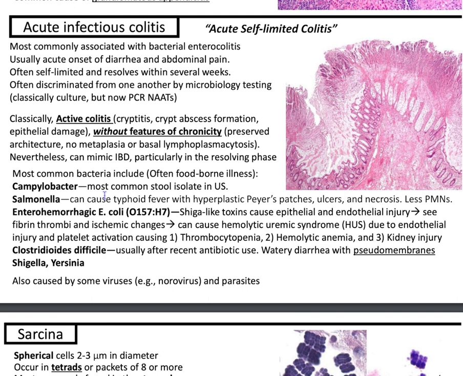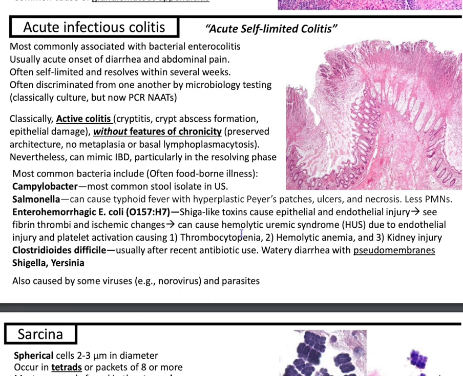EHEC, enterohemorrhagic E. coli O157:H7. Shiga-like toxins can cause epithelial and endothelial injury. You can see fibrin thrombi and ischemic changes, and it can cause hemolytic uremic syndrome due to endothelial injury and platelet activation, causing thrombocytopenia, hemolytic anemia, and kidney injury. This can lead to kidney transplants, and just tying it in with blood bank, you also want to think about TTP, or thrombotic thrombocytopenic purpura, as your differential. To differentiate it is hard, at least on smears, because both have schistocytes.